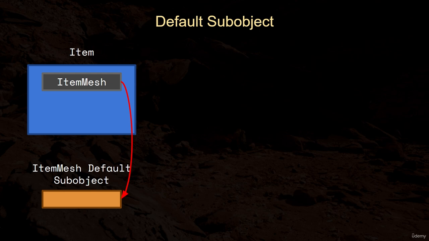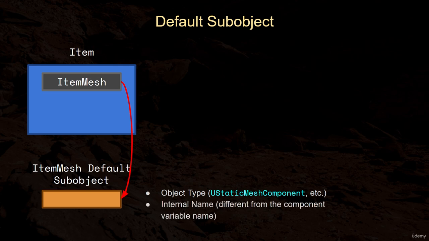Now, when we create a default subobject, we have to supply a couple of pieces of information. For one, we need to specify the object type of our subobject, for example, UStaticMeshComponent. And we also need to provide an internal name. This is a name that's different from the actual variable name itself, and it's used by Unreal Engine for various purposes, mainly keeping track of different objects.